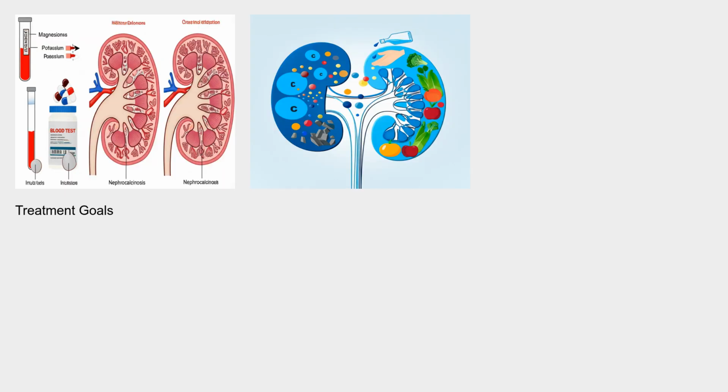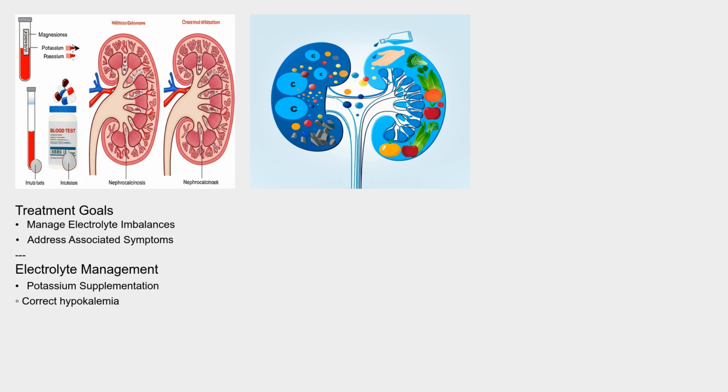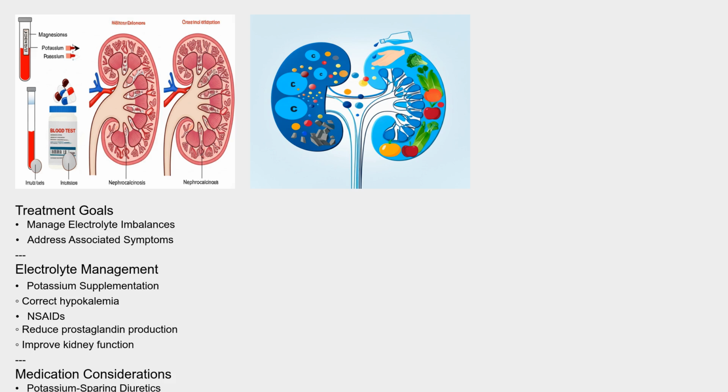The primary goal of treatment is to manage the electrolyte imbalances and associated symptoms. Potassium supplementation is crucial to correct hypokalemia. Medications, such as nonsteroidal anti-inflammatory drugs, or NSAIDs, like indomethacin or ibuprofen, can help reduce prostaglandin production and improve kidney function. Potassium-sparing diuretics such as spironolactone or amiloride can also be used to minimize potassium loss.